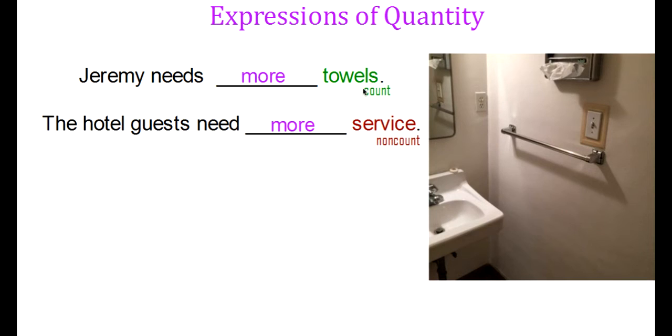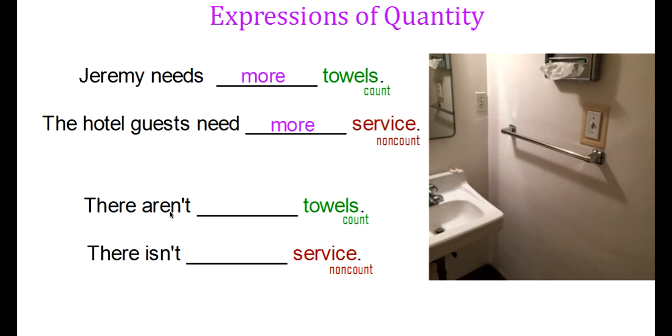Now, Jeremy needs more towels because there are not sufficient towels. There aren't enough towels. This word means sufficient. And notice over here we have a negative. There are not enough. We can also use the word enough with a non-count. There isn't enough service. So here we have a problem. There aren't enough. And here we have what we need to solve the problem. There aren't enough towels. Jeremy needs more towels. So the words more and enough can be used with both count and non-count nouns.